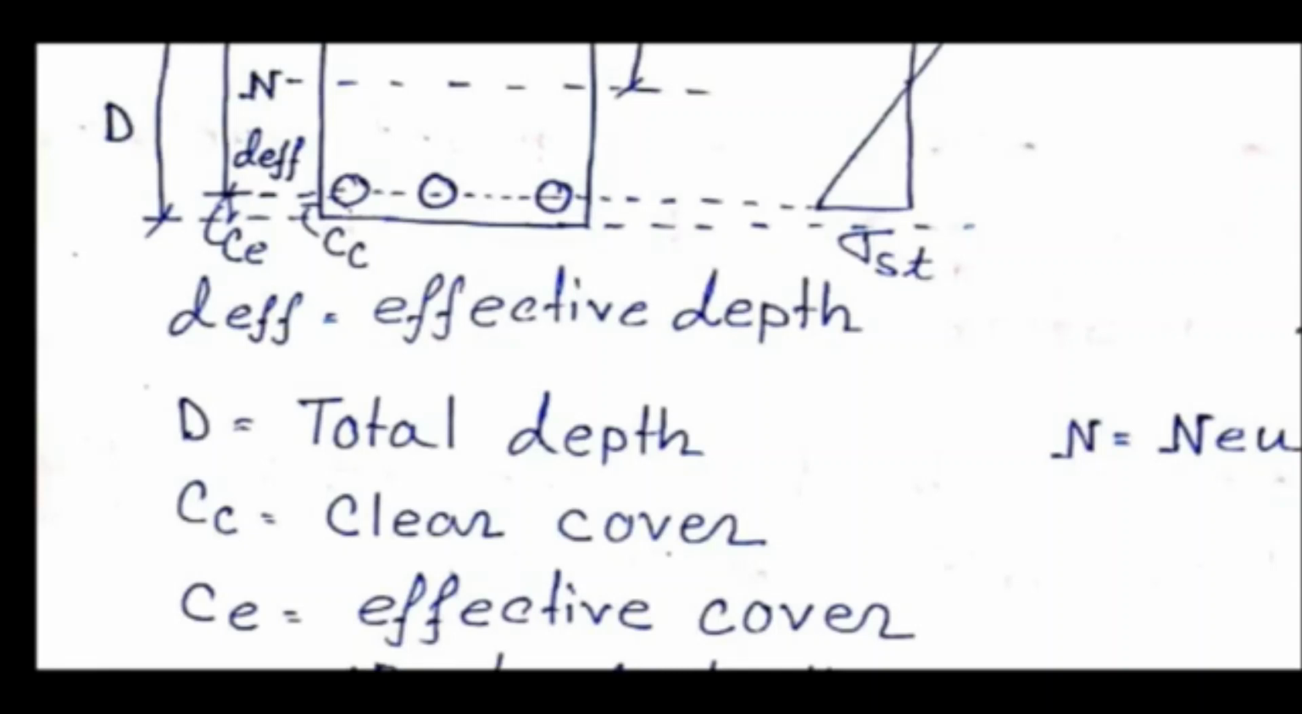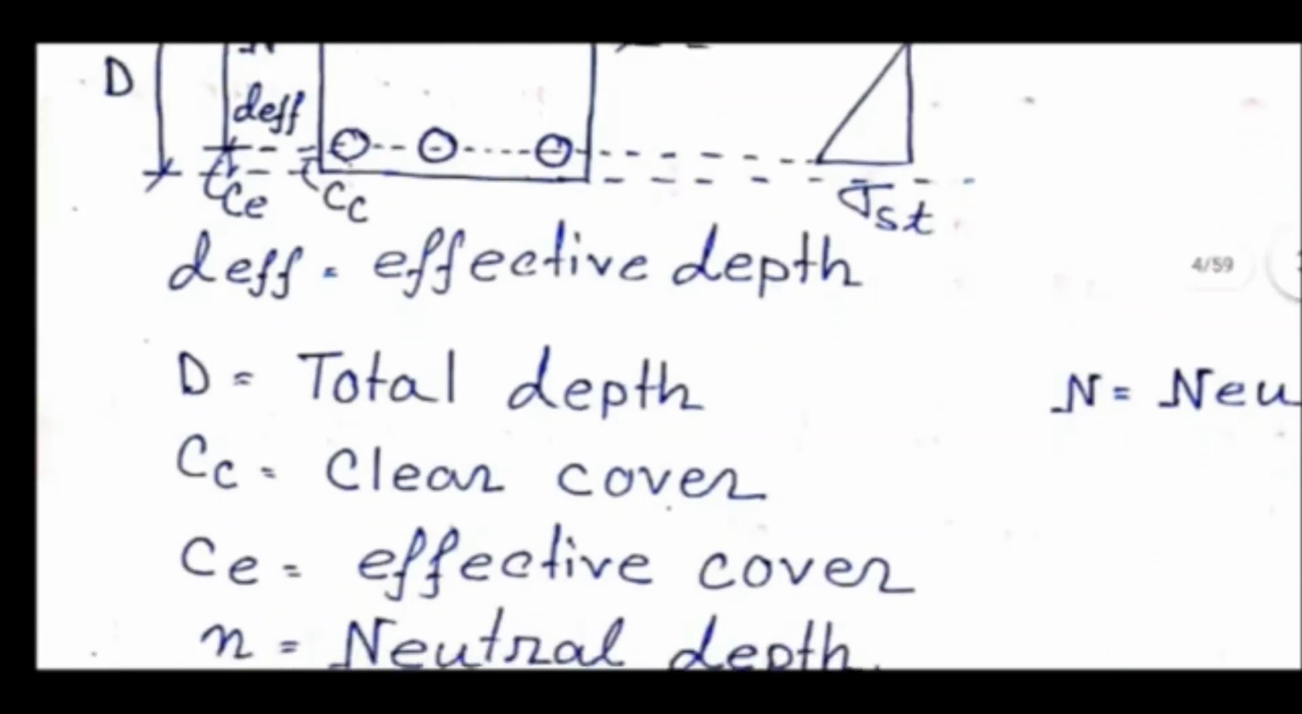Now C suffix E, that is effective cover, that means from bottom fiber of the cross section of the beam to the middle of the bar, that is called effective cover.